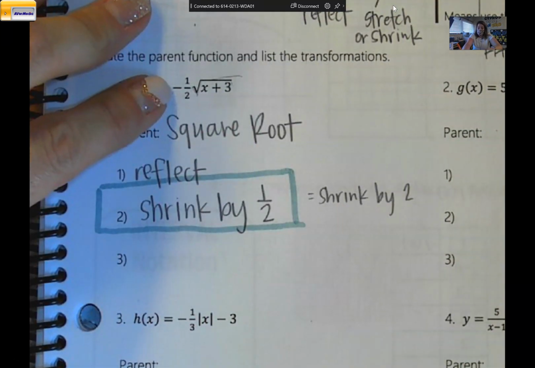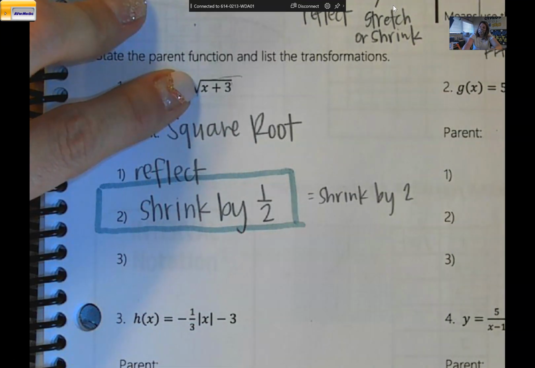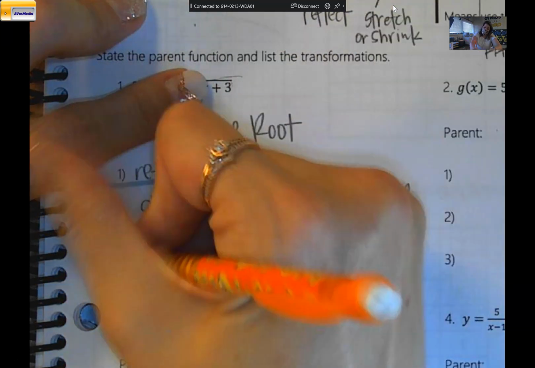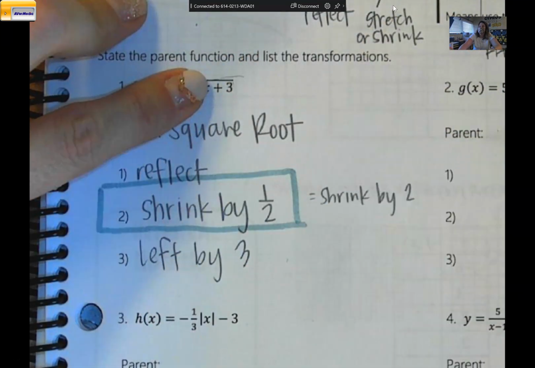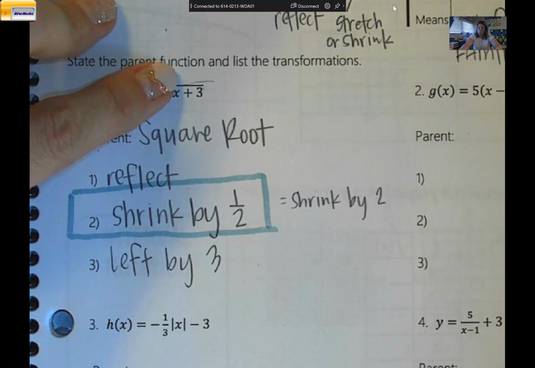So moving left to right, I had the negative. I had the 1/2. I run into the symbol. That just tells me the family. And then trapped inside with the x, I have a positive 3. So am I going left or right? By how many? Left by 3. You okay on that one? Was that a yes?